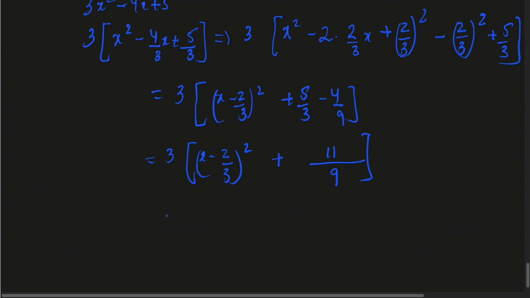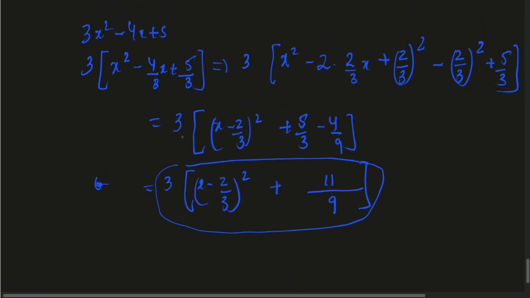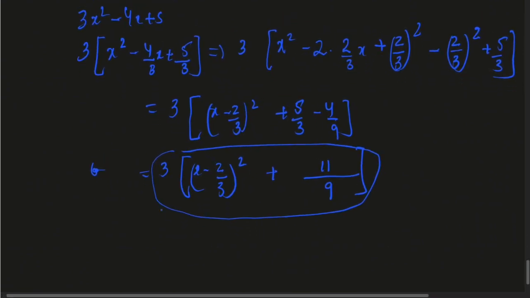So what will be the maximum value of this function? This function comes out to be this. I mean, this function 3x square minus 4x plus 5 can be written in this form. So what will be the maximum value of this function? So you see, this term is a square term. It can be 0 or greater than 0. And similarly, this is a constant.